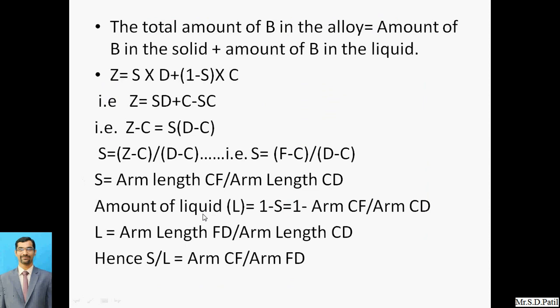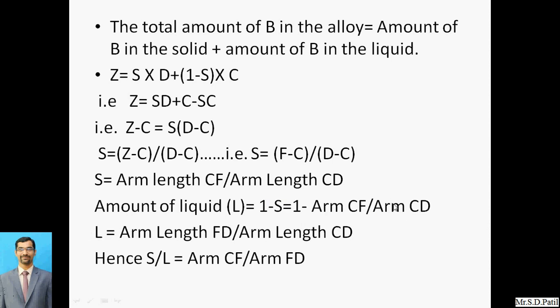Now similarly for the liquid, we have to calculate the amount of liquid L, which is equal to 1 minus S. Already we have taken over here 1 minus S. Yes, we have calculated already. S is nothing but the arm length CF divided by arm length CD. So this S is replaced by this, that is CF upon CD. So here we are replacing CF upon CD. So L is equal to what?